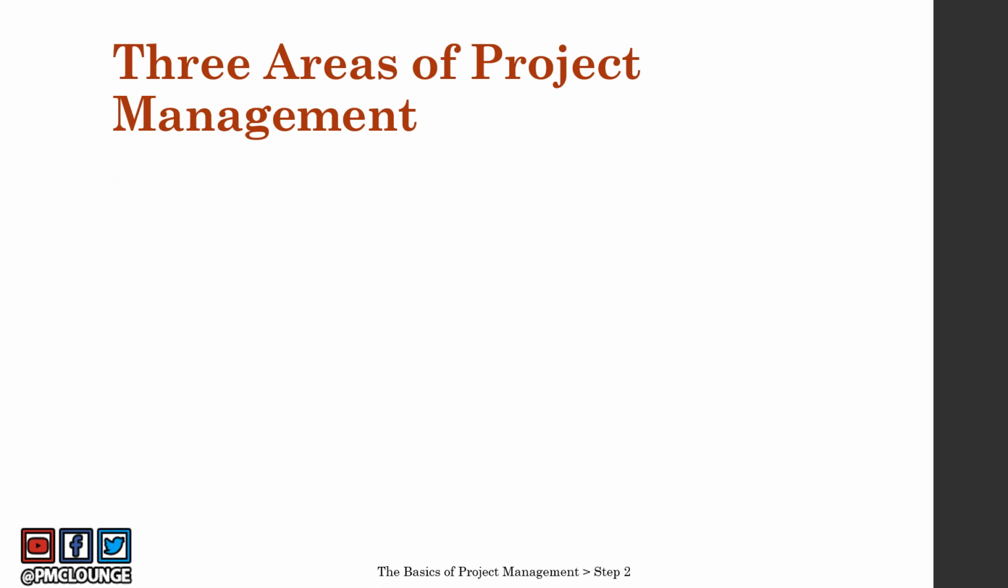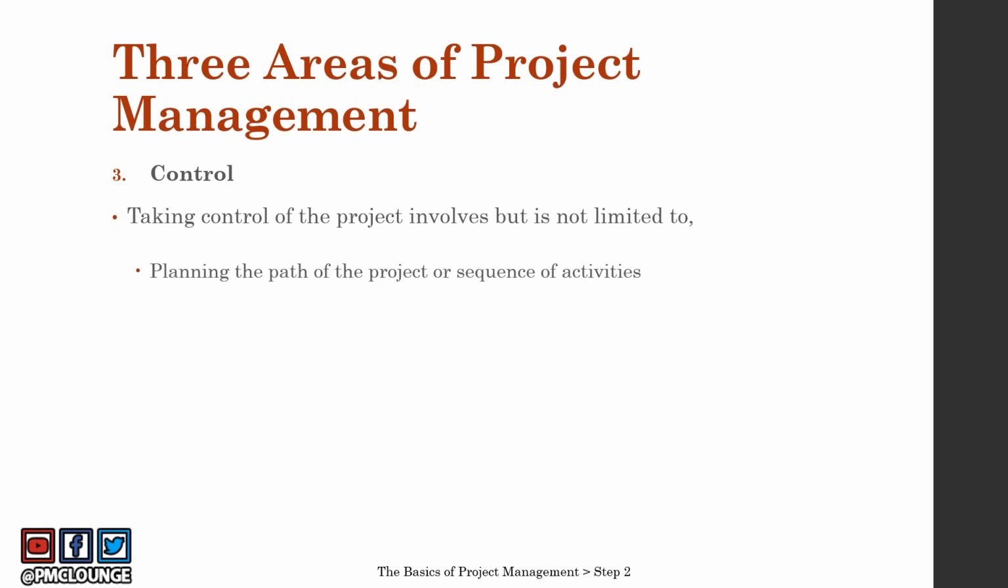And finally, the third area of project management is control. Now, what do I mean by control? So taking control involves, but is not limited to, the following: planning the path of the project or the sequence of activities. That is how you're going to control the project. This is something that is a big part of project management. You need to do risk assessment, right? What could go wrong? That's something you need to do.